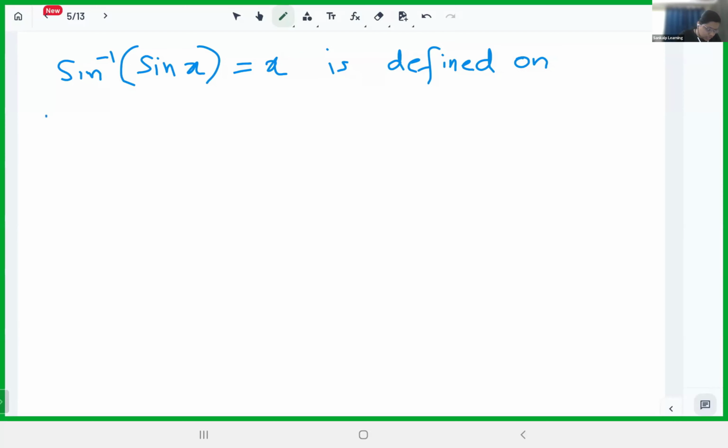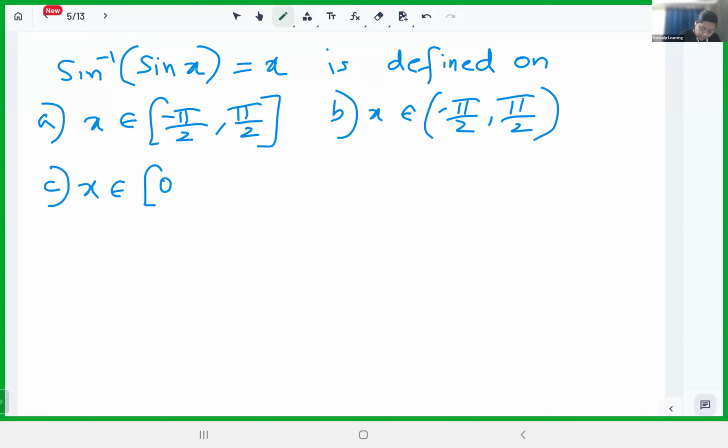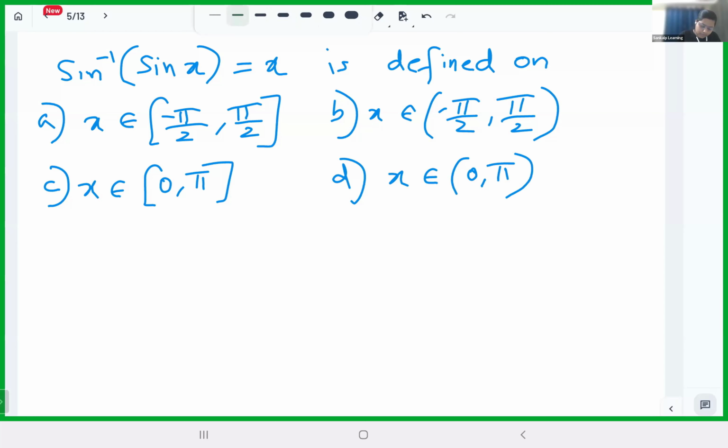The first option is x belongs to the closed interval minus pi by 2 to pi by 2. The second option is x belongs to the open interval minus pi by 2 to pi by 2. The third option is x belongs to the closed interval 0 to pi, and the last option is x belongs to the open interval 0 to pi. So in which interval does x belong? Clearly, x belongs to the closed interval minus pi by 2 to pi by 2.